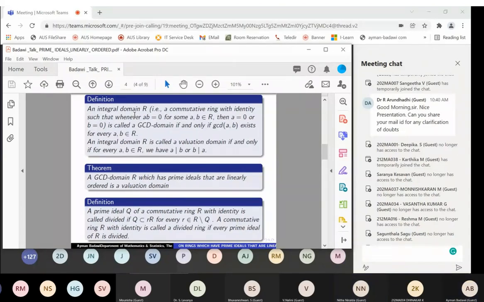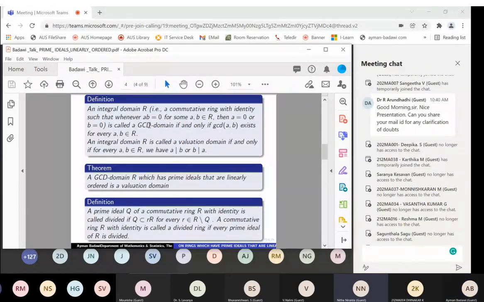This integral domain, we call it a GCD domain if the GCD exists for every A, B in R. We know there are some integral domains where the GCD does not exist, but I want the greatest common divisor to exist for every A and B.